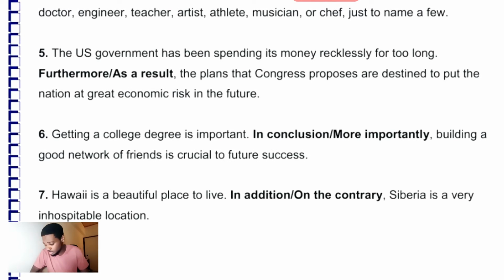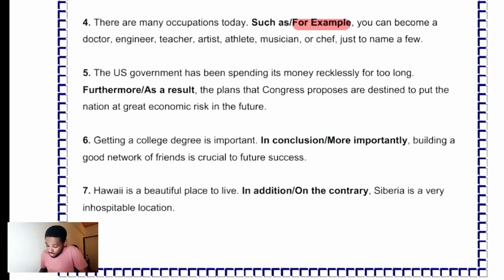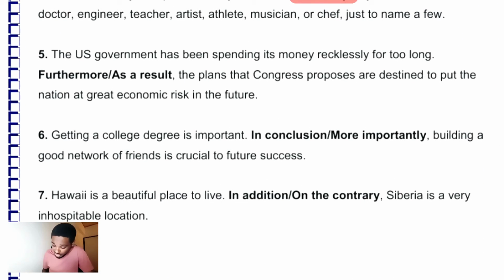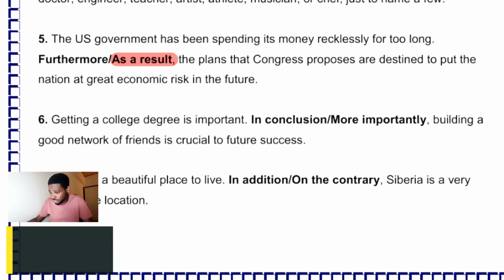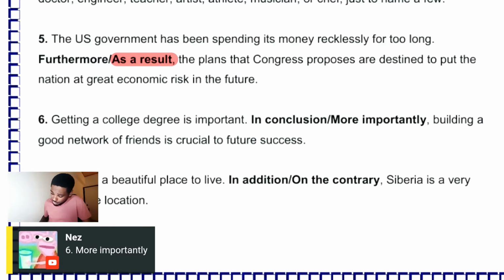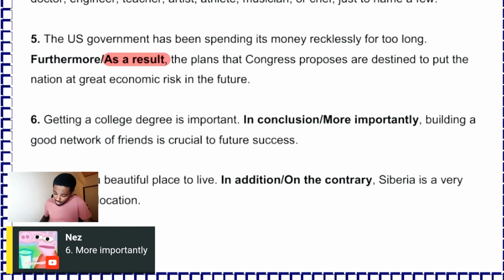The US government has been spending its money recklessly for too long. Blank, the plans that Congress proposes are destined to put the nation at great economic risk in the future. Number five, as a result, yeah, good job. Six, I'm seeing your answers for six already. Getting a college degree is important. Blank, building a good network of friends is crucial. Yeah, even more importantly, we're not concluding anything here, right?